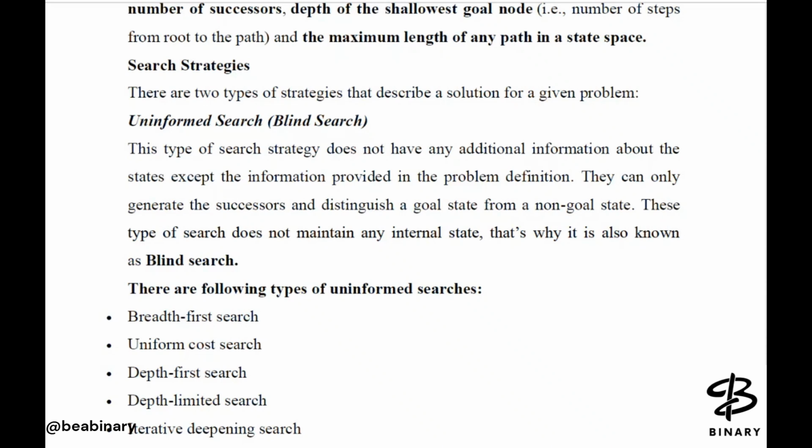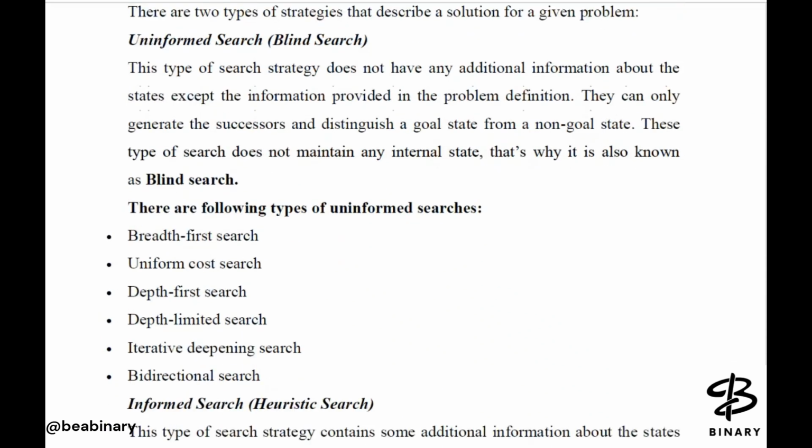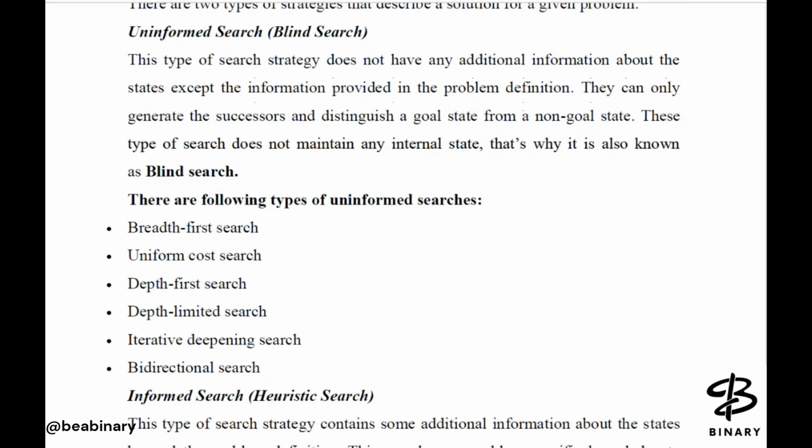We are not maintaining any internal state, and we are saying it as a blind search. So what are breadth first search, uniform cost search, depth first search, depth limited search, iterative deepening search, and the bi-directional search? These are the search techniques which you must have studied in other subjects also. We will study these in detail, and these are the types of uninformed search or blind search. We will discuss these one by one.